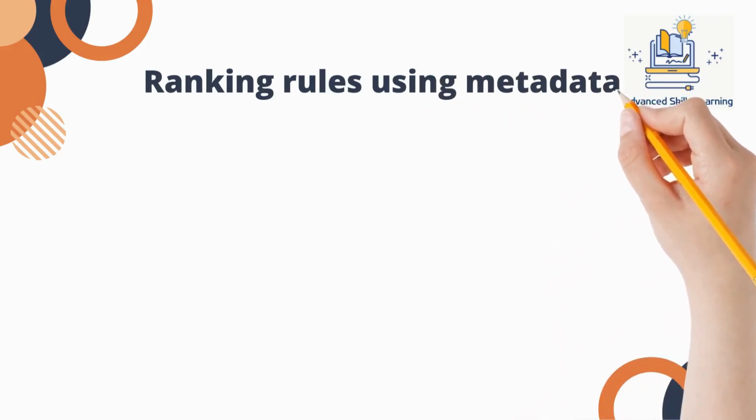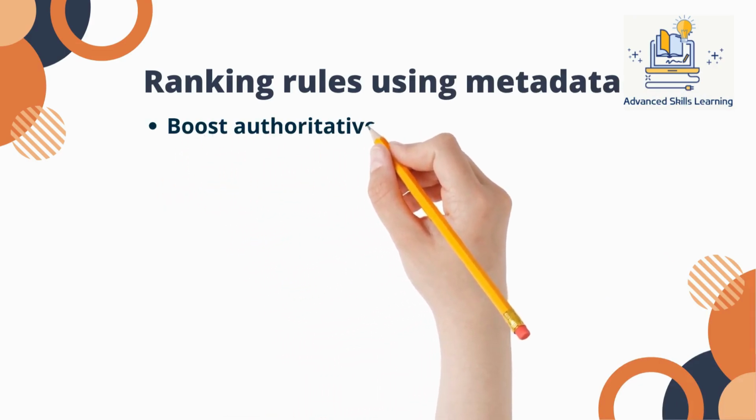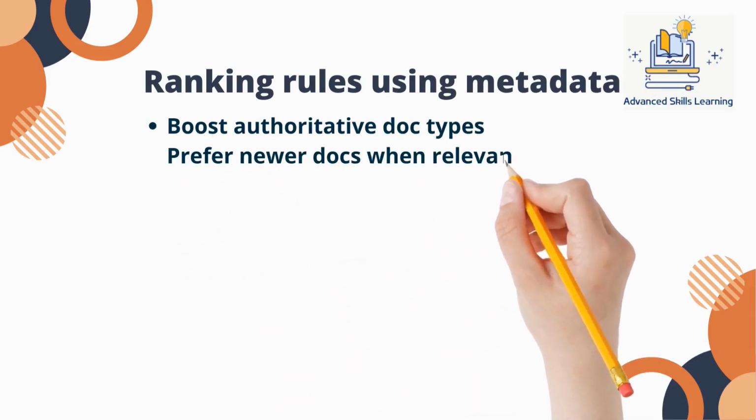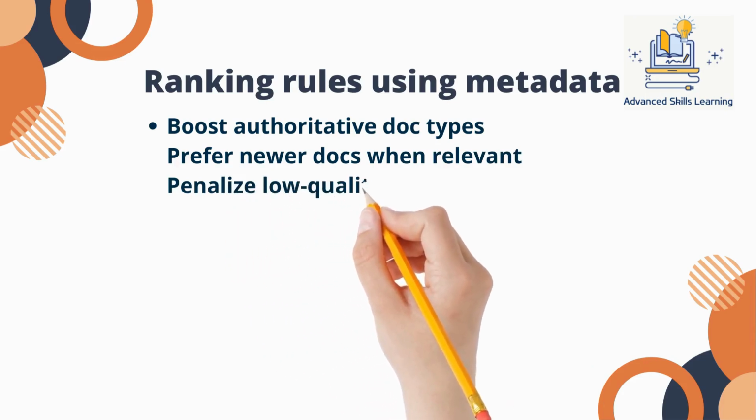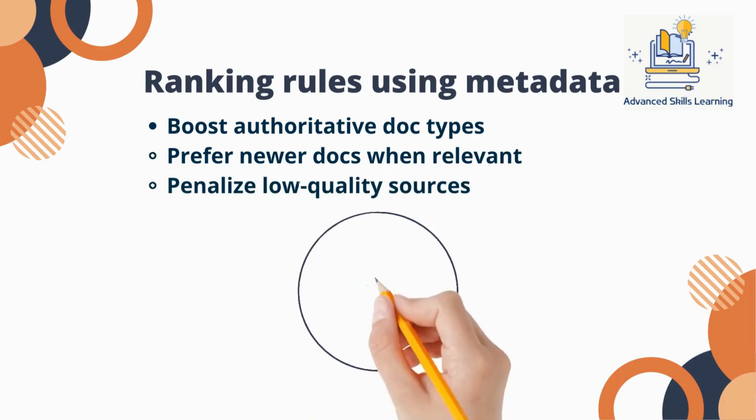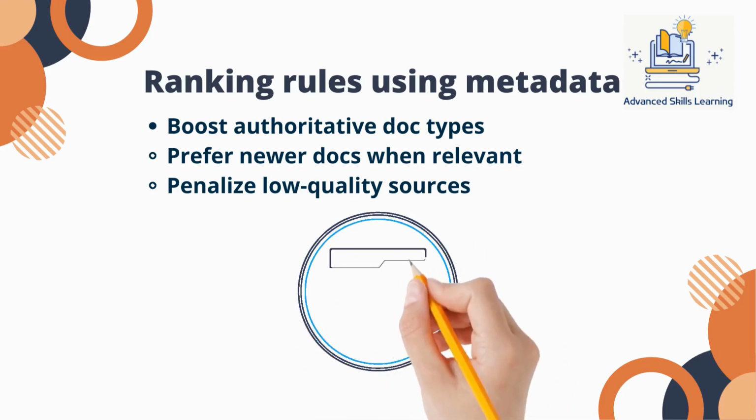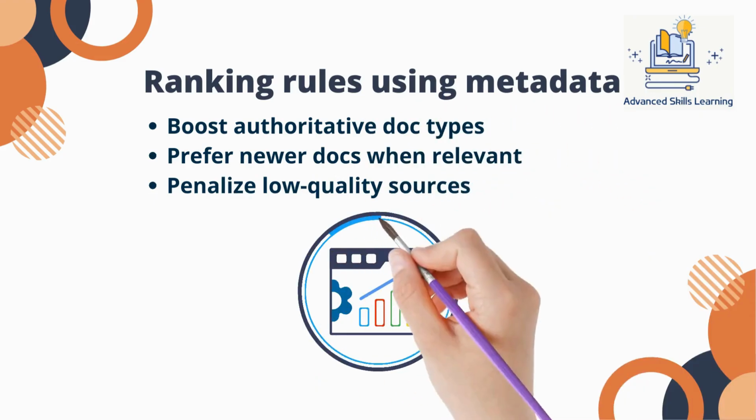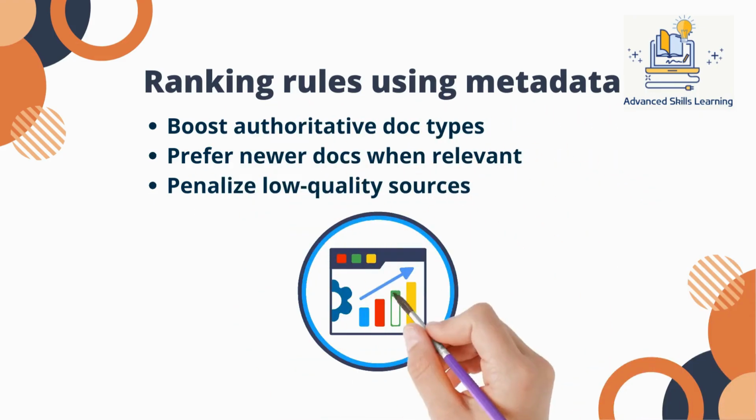Metadata doesn't stop at filtering, it can also shape ranking. Even within a filtered set, you can boost authoritative doc types like policies and runbooks above informal notes, prefer newer documents when questions are operational or time-sensitive, and penalize sources you know are low quality. This is how you encode trust into your retrieval system in a simple, explainable way.